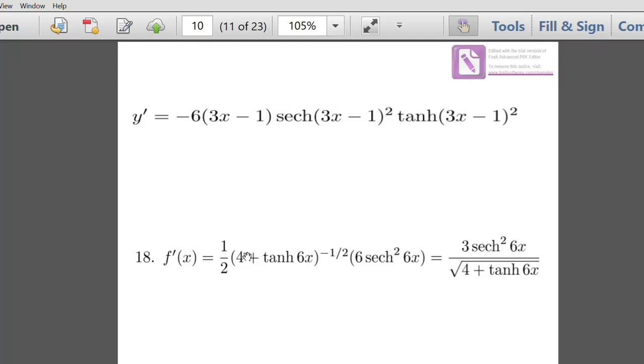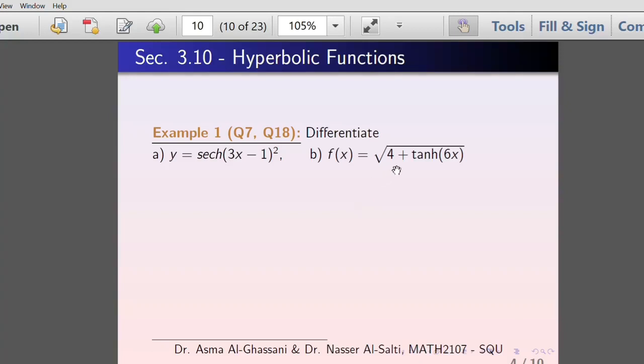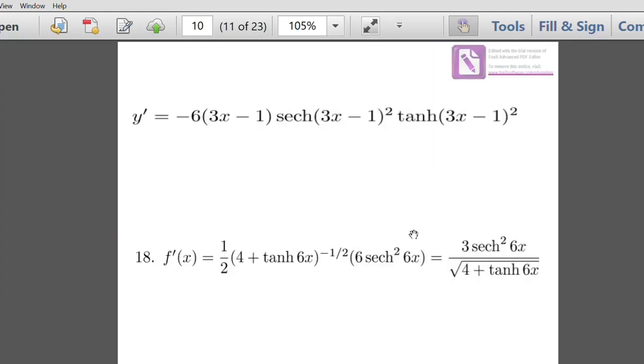Derivative of 4 will be 0. Derivative of hyperbolic tan will be hyperbolic sec square 6x. Then we differentiate 6x, it will be 6. So that's why here we get 6. Then once you simplify, half multiplied by 6 will be 3. We have here hyperbolic sec square 6x. This one has a negative power, so you can write it like this. So now the derivative of root of 4 plus hyperbolic tan 6x is given by 3 hyperbolic sec square 6x divided by root of 4 plus hyperbolic tan 6x.